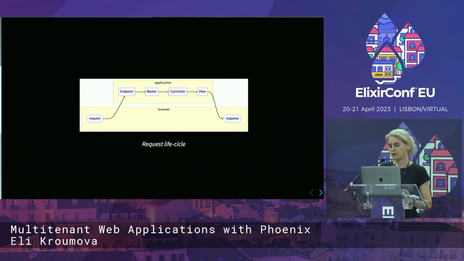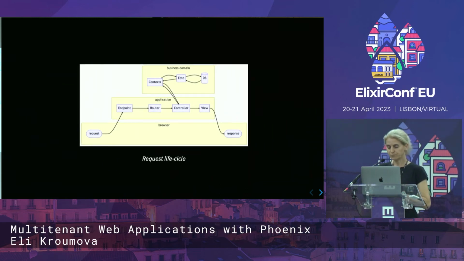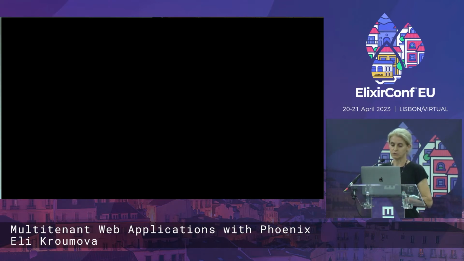And then we go to the controller where the requested information is obtained and formatted and passed to the view, which is responsible for responding with the appropriate format. In order to obtain the requested information, the controller speaks to our business domain, where we have defined our context, which then uses the Ecto library to connect to the database. So this is how the Phoenix lifecycle works. If we want to have this application multi-tenant, we have to make some small changes.